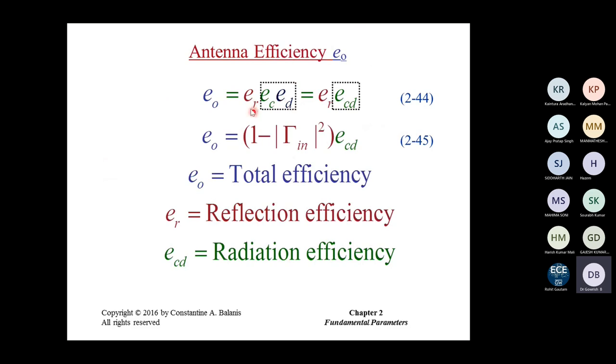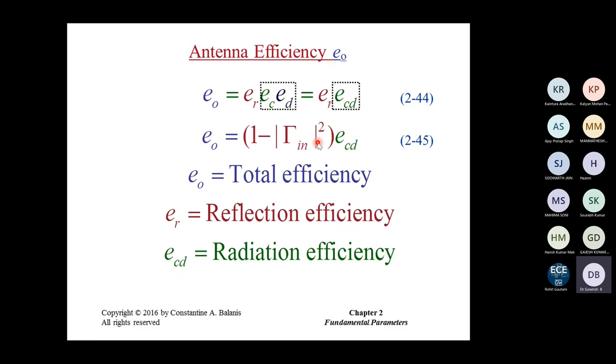It is very easy to separately calculate the reflection loss, as we will see later on. But it is very difficult to distinguish between the conduction losses and the dielectric losses. Hence, they are grouped together and referred to as radiation efficiency. Okay, so ECD is the radiation efficiency. So the total efficiency includes the reflection efficiency and the ECD, or the radiation efficiency.